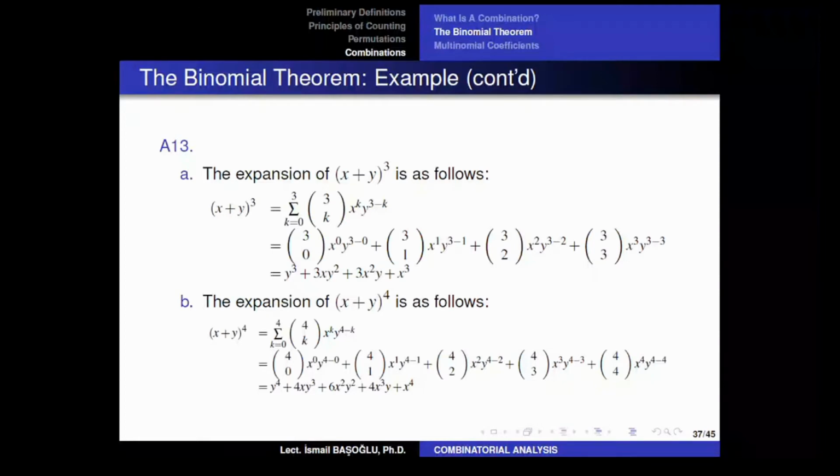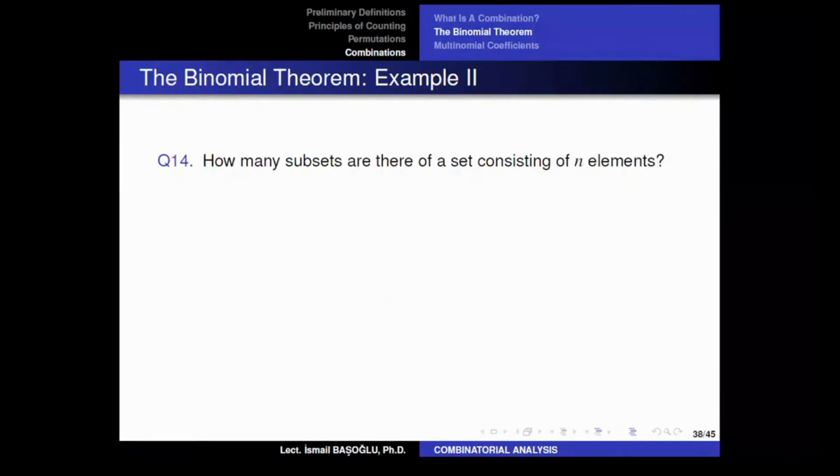Now, this is important for us because we are going to use this formulation in our future lectures. And in fact, we are going to use that in the following question, which is question 14. How many subsets can we have in a set of n elements? The answer should be 2 to the power n. So there are 2 to the power n different subsets of an n element set, including the set itself and the empty set. So how do we count this?